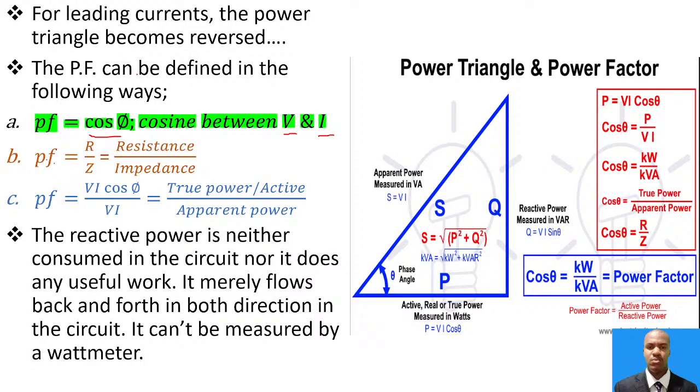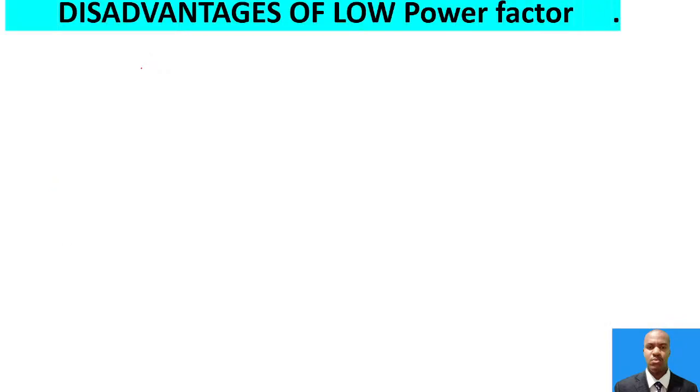And just a reminder, the reactive power is neither consumed in the circuit nor does it do any useful work. It merely flows back and forth in both directions in the circuit. It can't be measured by our altimeter. So that is just useless power in a circuit. So let's look at disadvantages of low power factor.